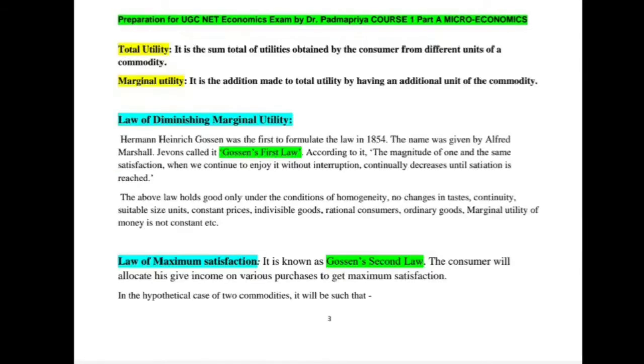What is total utility? Total utility is nothing but the sum total of utilities obtained by the consumer from different units of a commodity. What is marginal utility? It is the addition made to total utility by having an additional unit of the commodity.